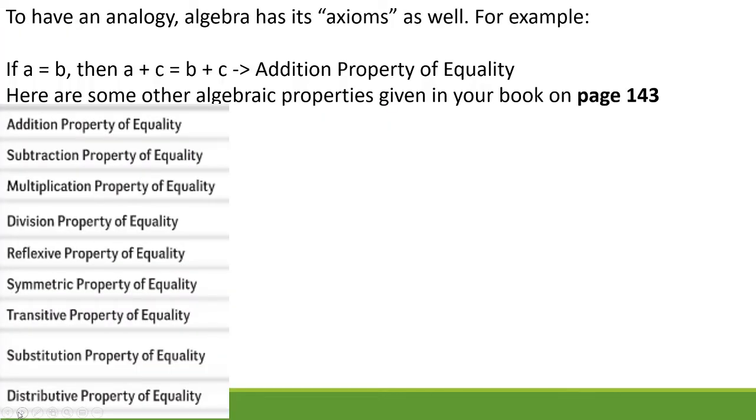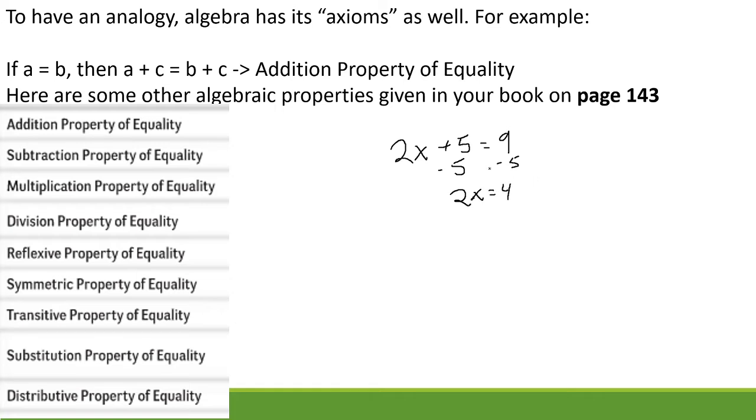Now, algebra also has its own axioms as well. So algebra has some axioms like the addition, subtraction, multiplication, and division properties of equality. So this was like when you were solving algebraic equations like this: 2x plus 5 equals 9. Well, the first thing you might do is say minus 5 to both sides, and you get 2x equals 4.